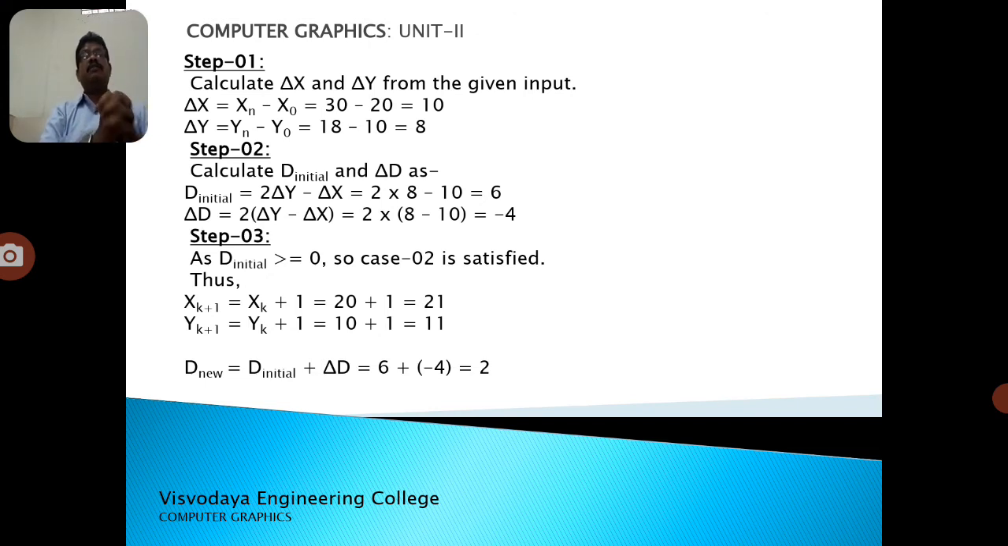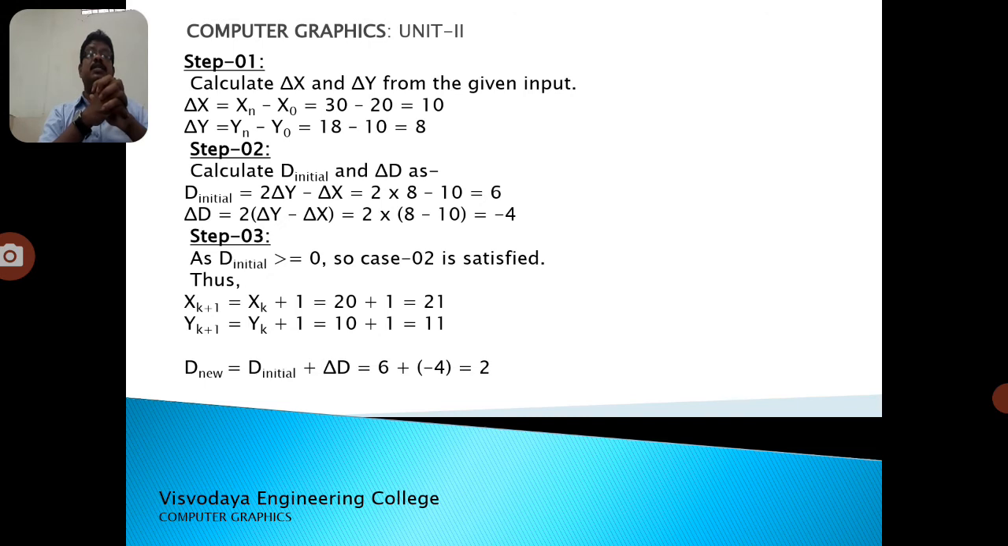The x value and y value are both incremented. That is, the x value becomes 21 and the y value becomes 11. So d new equals d initial plus delta d. This is one more d new value we can find. Already the d initial value is taken.